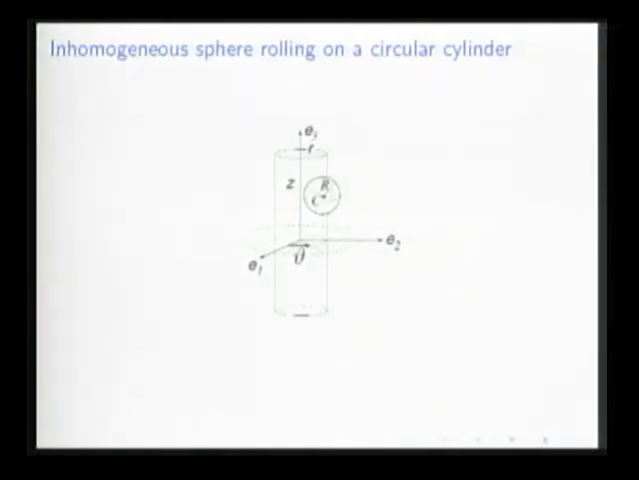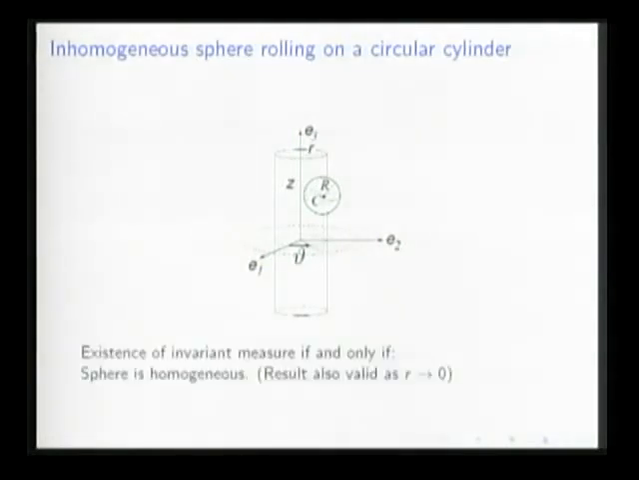We also considered this problem of the rolling of a ball that's inhomogeneous outside of a cylinder. The reason why we did this is because it's an example of a so-called Chaplygin system, and what we obtained is that there is an invariant measure if and only if the sphere is homogeneous.